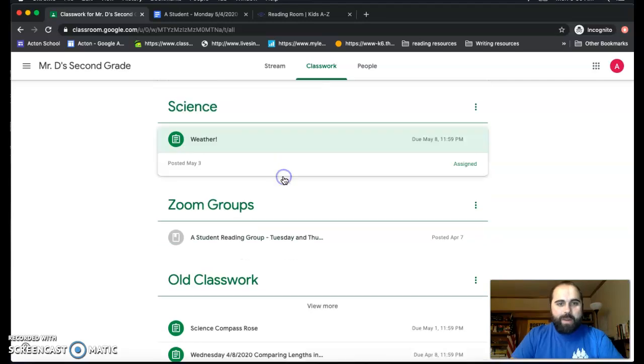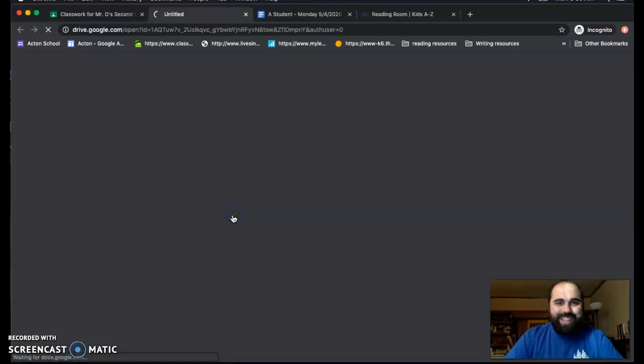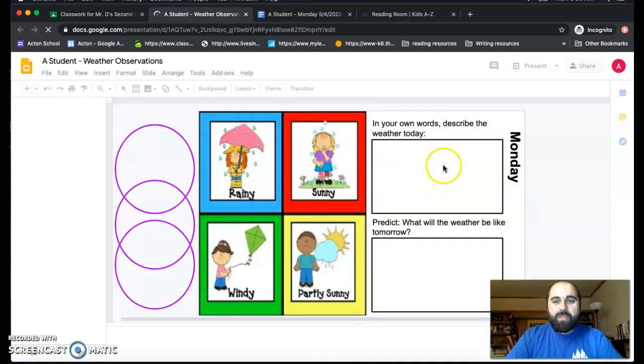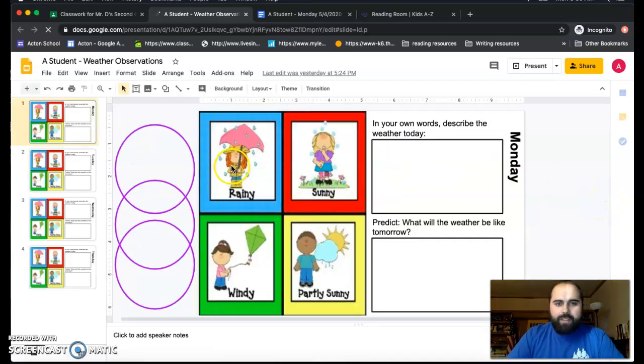And lastly, to wrap up your day is science. And you guys are going to be like weathermen or weather women. And we're going to be looking at the weather outside. This is what I do every day. Sometimes I get it wrong. So, you're going to be observing the weather today. And I picked 4 of the basic weathers that we usually get.